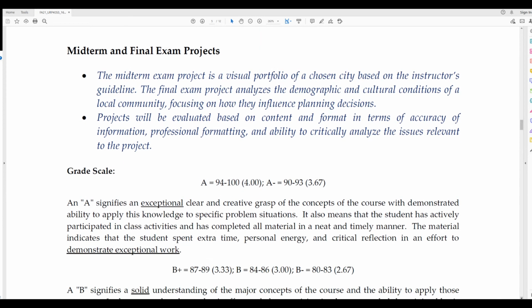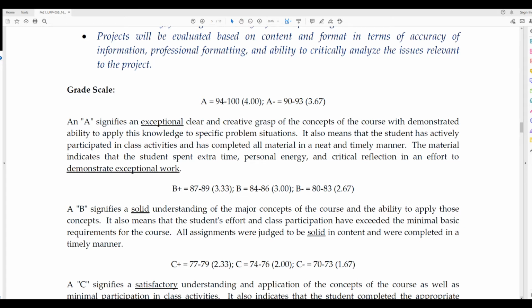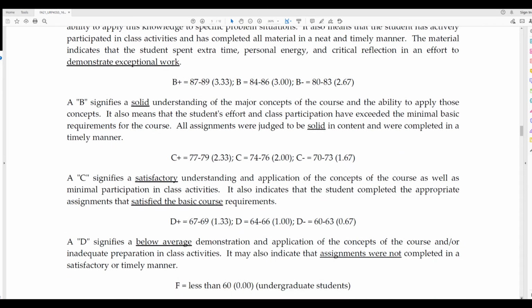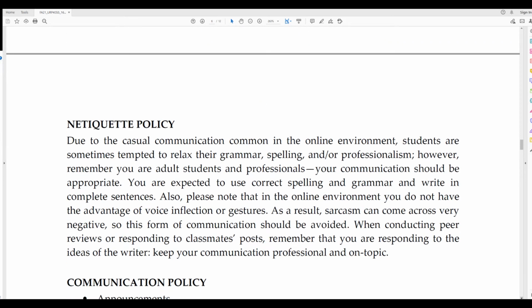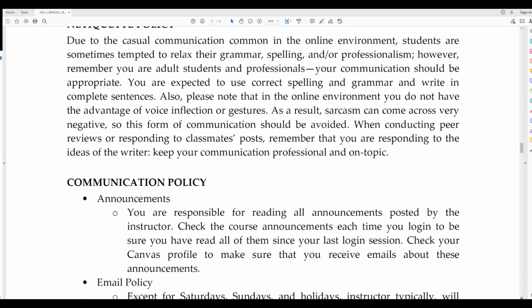The grading scales are here on this page, and if you have any questions, please let me know. Again, like I mentioned earlier, when you post something, you have to use formal language and also be professional and follow the netiquette policy.